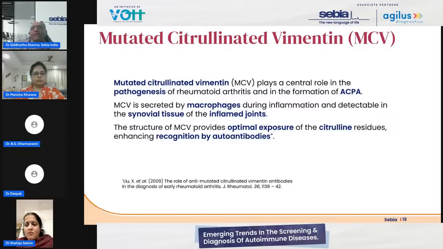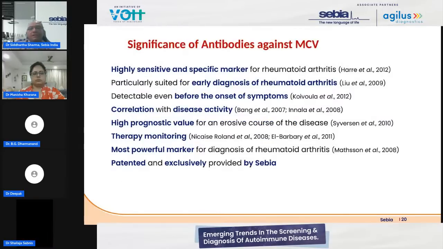So the utility of having MCV over the current commercially available CCP1, CCP2 or CCP3 assays is that all the currently available CCP assays are detecting cross-reactive antibodies to filaggrin, whereas vimentin is a primary antigen which is present in the joint tissue. So detection of antibodies to mutated vimentin has a better sensitivity and specificity compared to the cross-reacting antibodies which are detectable only by their reaction to filaggrin. These are the literature references for some of the utility points of MCV.